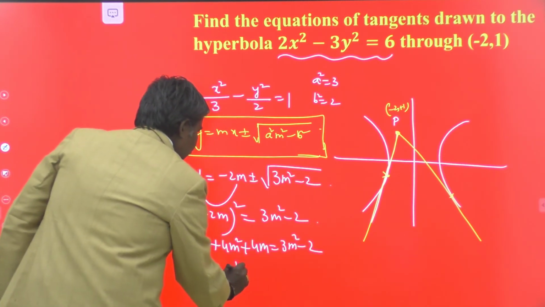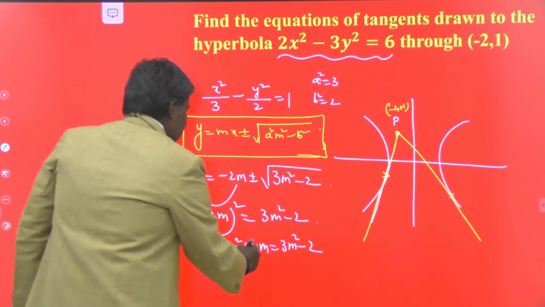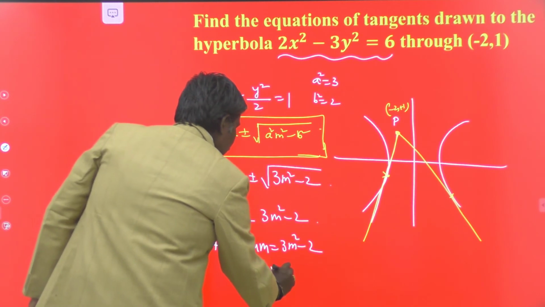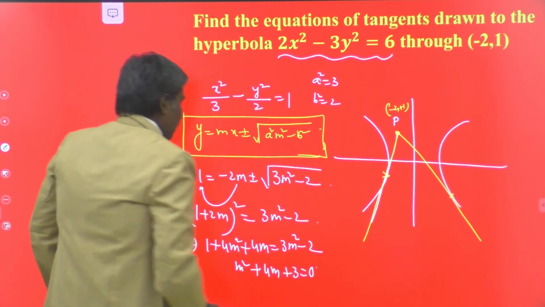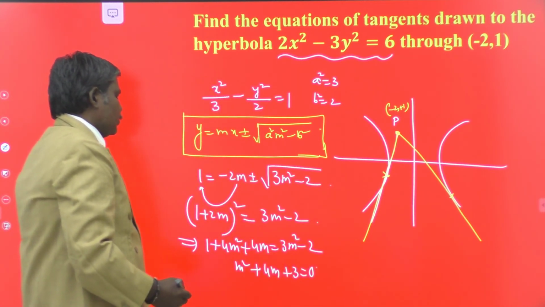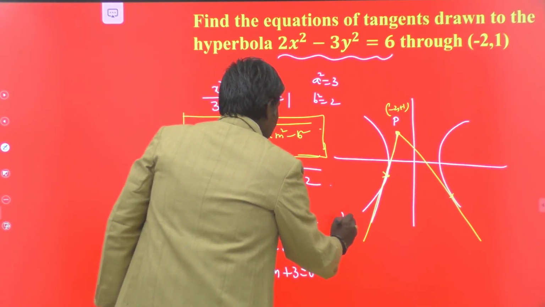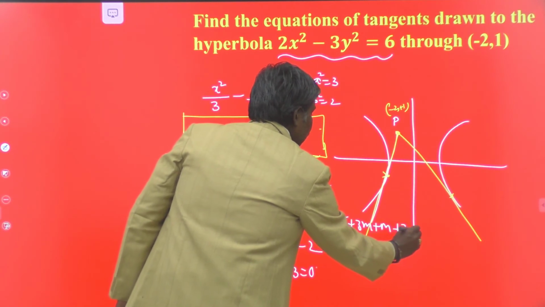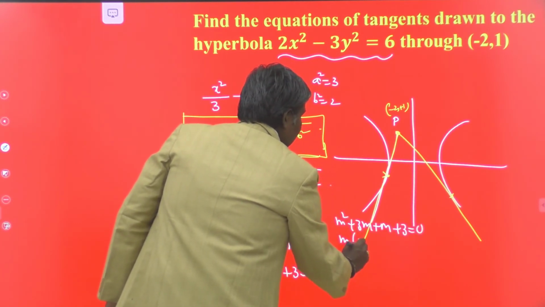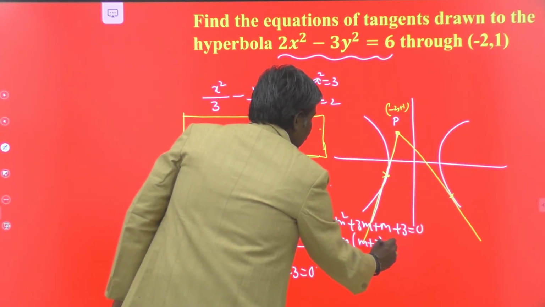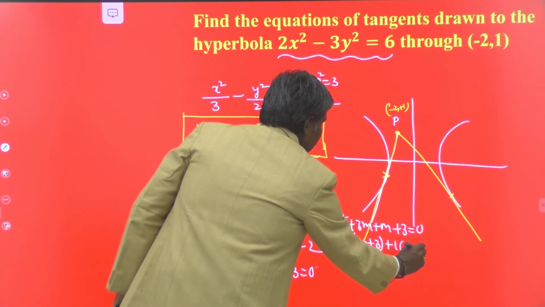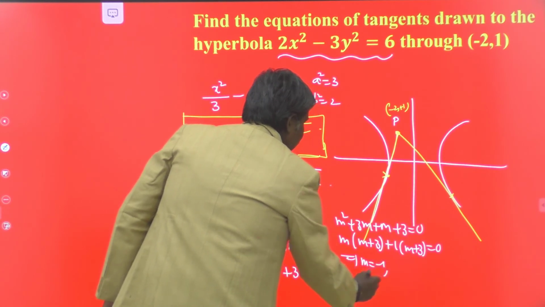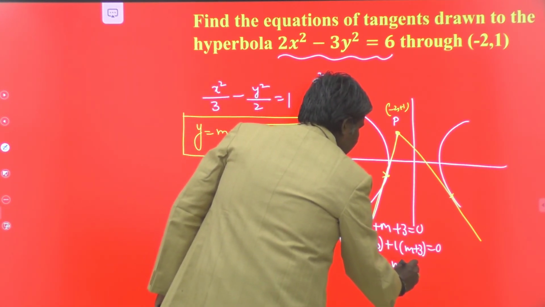So, m² + 4m + 3 = 0. Now, find the factors. m² + 3m + m + 3 = 0. We have m(m + 3) + 1(m + 3) = 0. Implies m = -1 and m = -3.